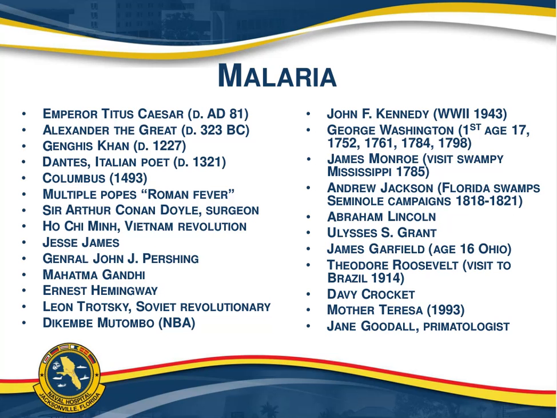I put a lot of hours into writing this PowerPoint, and it was terribly interesting who had malaria in the past. It's an incredibly important disease. So Abraham Lincoln, Ulysses Grant, many of the presidents, Jane Goodall, the primatologist, Davy Crockett, Sir Arthur Conan Doyle, who was a surgeon, by the way. You can read that slide, but a lot of famous people had malaria.